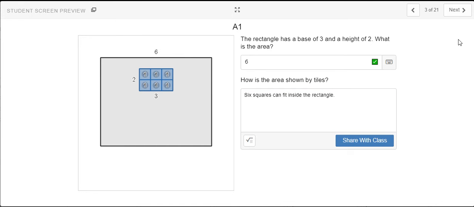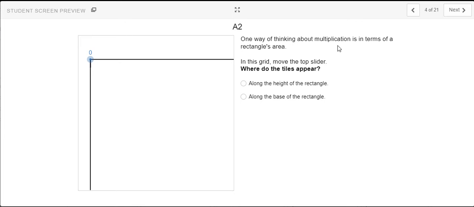So moving on to the next slide, A2. One way to think about multiplication is in terms of a rectangle's area. If I move the slider, where do the tiles appear? As I move the slider back and forth, notice that they appear along the base of the rectangle, where the bottom of the rectangle would be. So they appear along the base. Moving to the next slide.